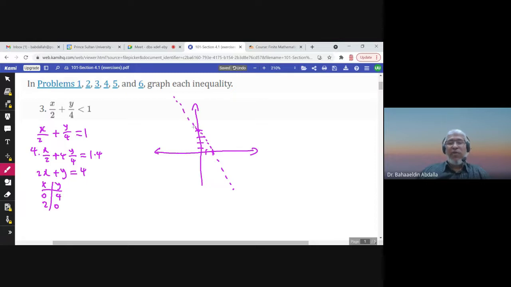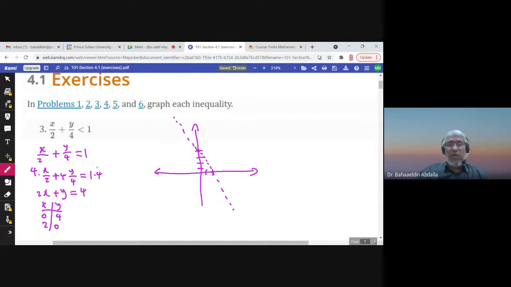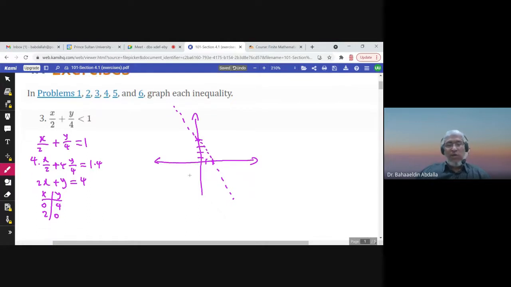And now I have two halves, a half plane to the right of this line and half to the left, or above and below. So how to find out the answer? I choose a point, any point in the plane, not on the line. So I'll choose (0, 0). If I substitute this point in the inequality, 0 over 2 is 0 plus 0 over 4 is 0. 0 is less than 1. Is this correct? Yeah, it is correct. So this means that this half is the graph of this inequality.